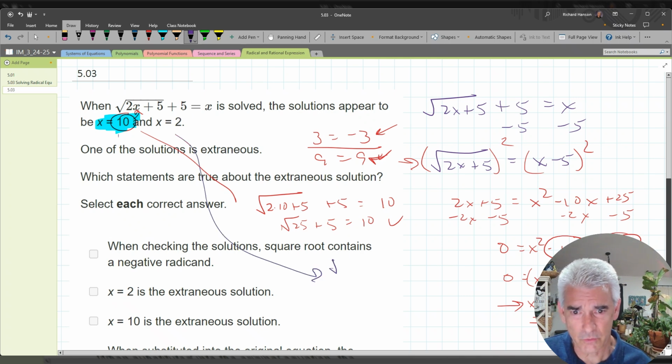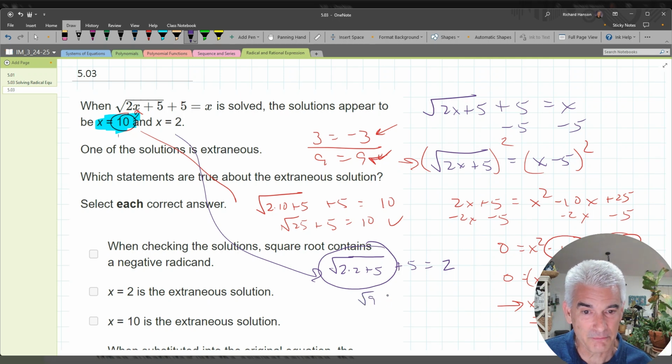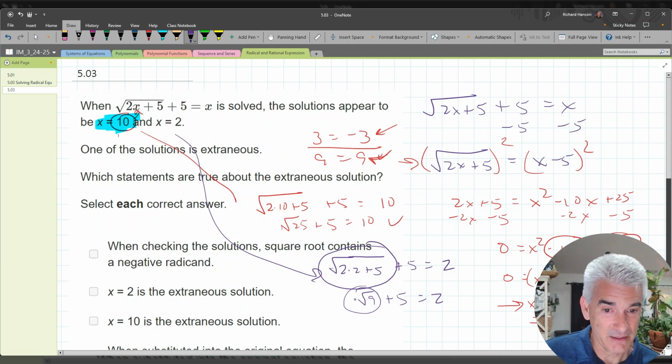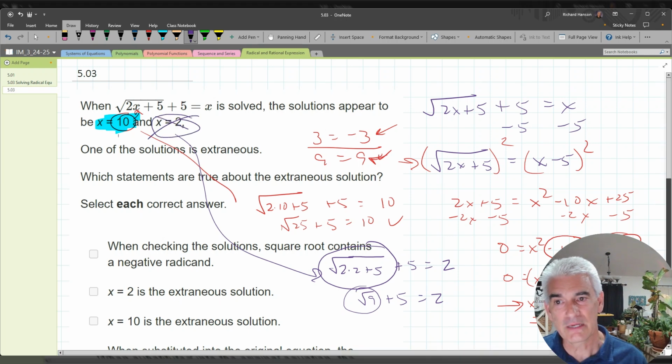So I plug it down here. The square root of 2 times 2 plus 5, plus 5 equals 2. So I think we're going to have a problem, because in order for this to be true, this would have to be a negative number, right? This does equal 9. The square root of 9 plus 5, is that equal to 2? No. However, if this were a negative, a negative 3 plus a positive 5, it would have worked. So this one here is the extraneous one. It works later on, but it doesn't work in the original problem.